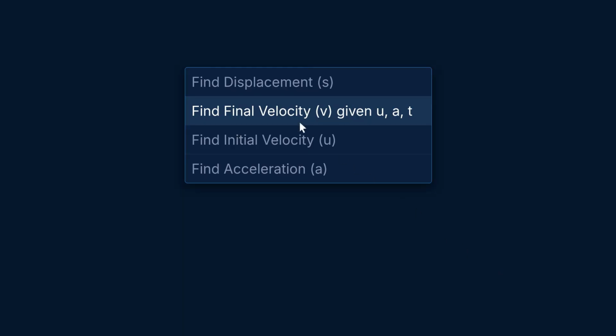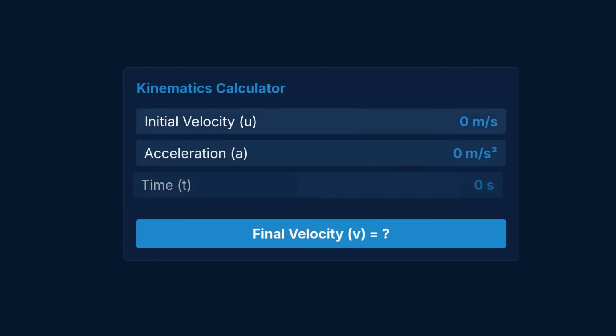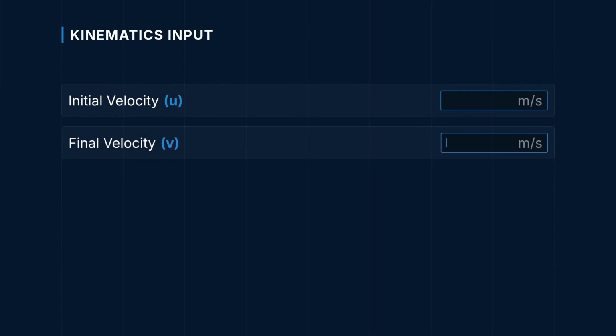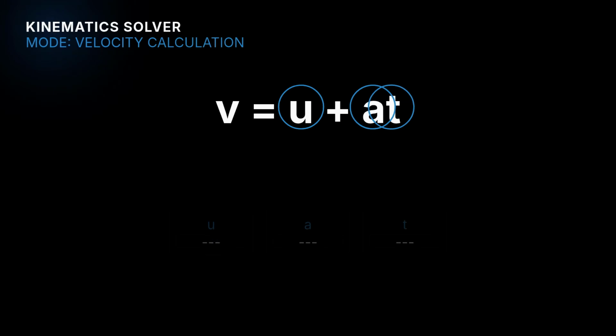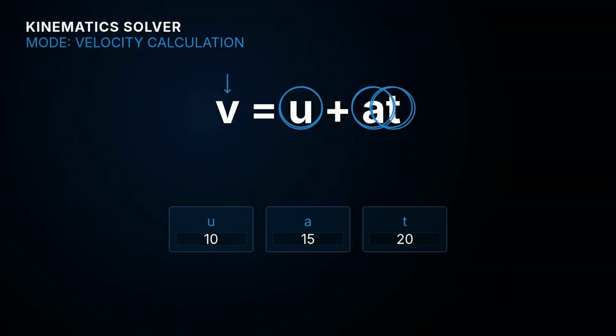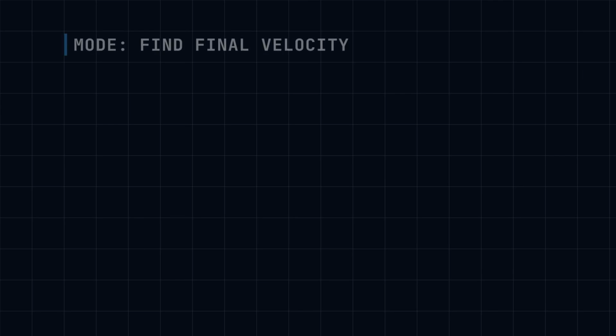For this demonstration, I'll use find final velocity given u, a, t. The input fields are initial velocity u, final velocity v, acceleration a, time t, and displacement s. Based on your selected calculation mode, you'll enter values in the appropriate fields. Let me walk through an example.